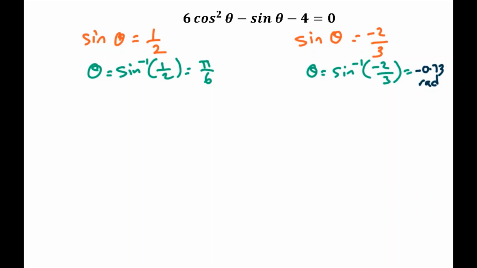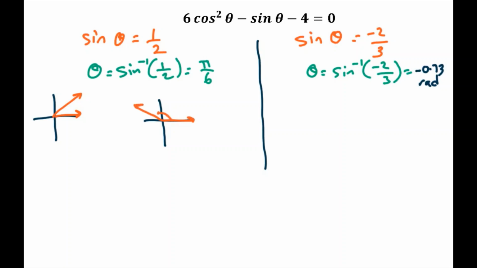Now I need to ask myself here, when is sine positive? In quadrant 1 and 2. In quadrant 1, theta is pi over 6, because pi over 6 is 30 degrees. And here, this is going to be a reference angle, which is still pi over 6, so theta equal pi minus pi over 6, and that's going to be 5 pi over 6.